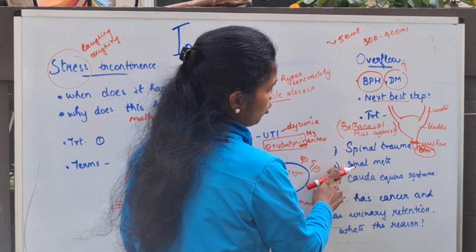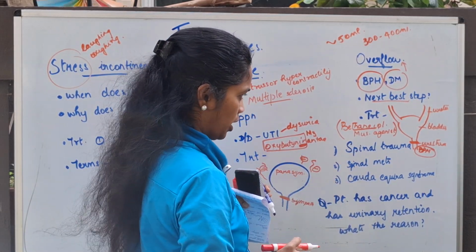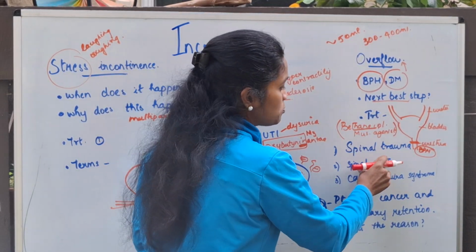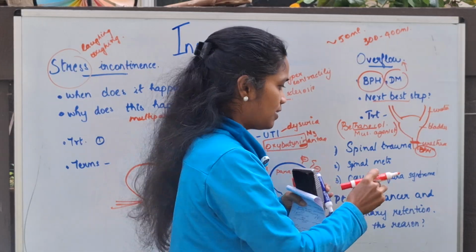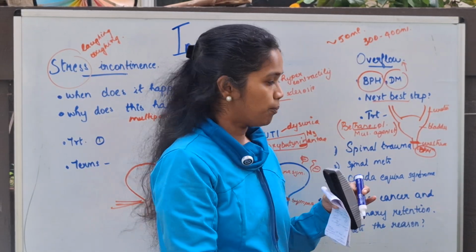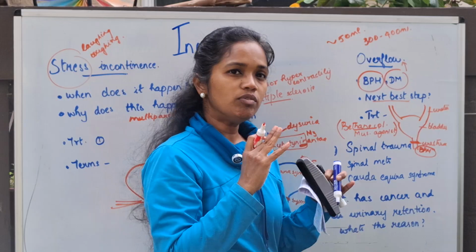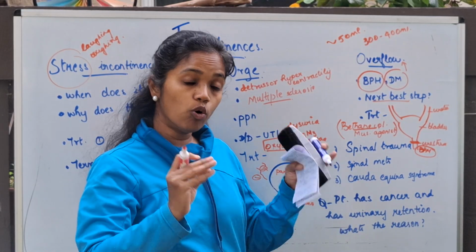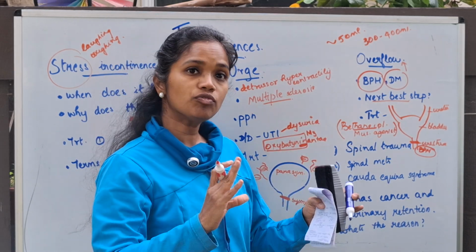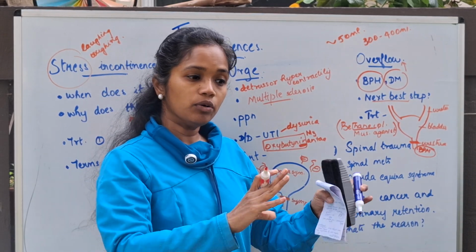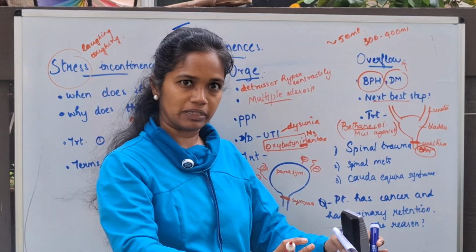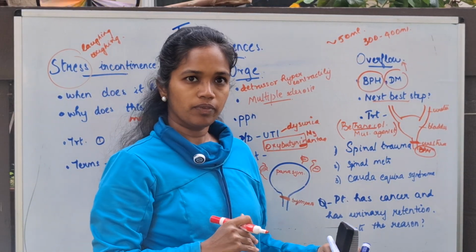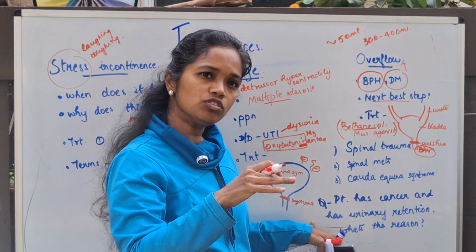What happens in spinal trauma, spinal metastasis, as well as cauda equina syndrome? When spinal trauma happens in the sacral region, or when spinal metastasis happens in the sacral region, and cauda equina is obviously in the cauda equina. In all these three, what is common is that the sacral outflow, which is the parasympathetic outflow, is disrupted. Because of the outflow being disrupted, the detrusor is not supplied with the parasympathetic, therefore it can result in overflow incontinence. Get it?